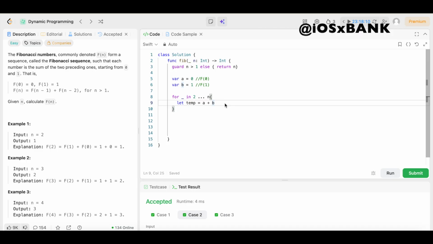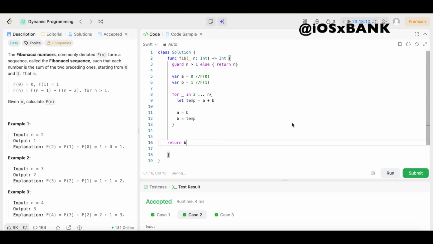Boom. Then we're going to move our window forward. So the old B is going to become the new A. So we're going to say let A equals B. And then the temp is going to be the new B. So we're going to say B equals temp. That's why we're storing it right here. Boom. Then all we have to do is come right here and say return B. Boom. That's all she wrote. That's all the code, y'all.